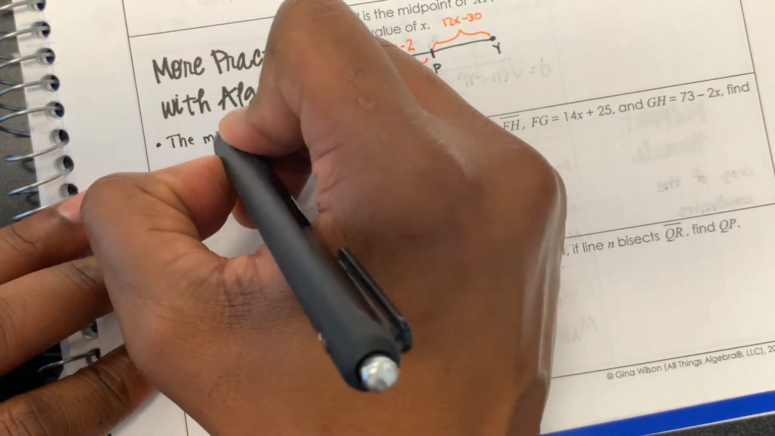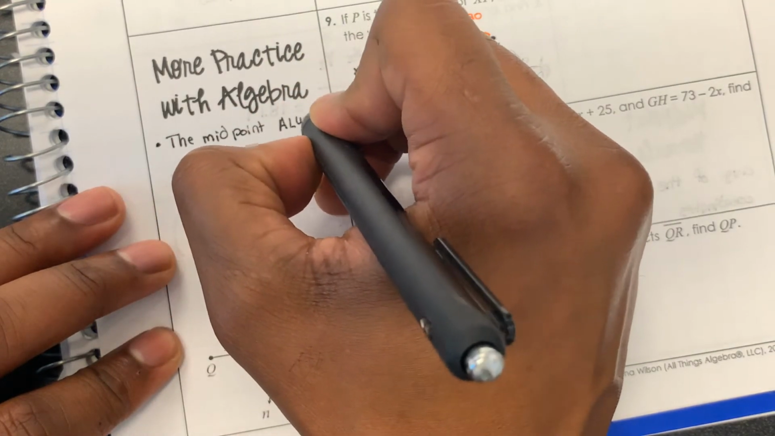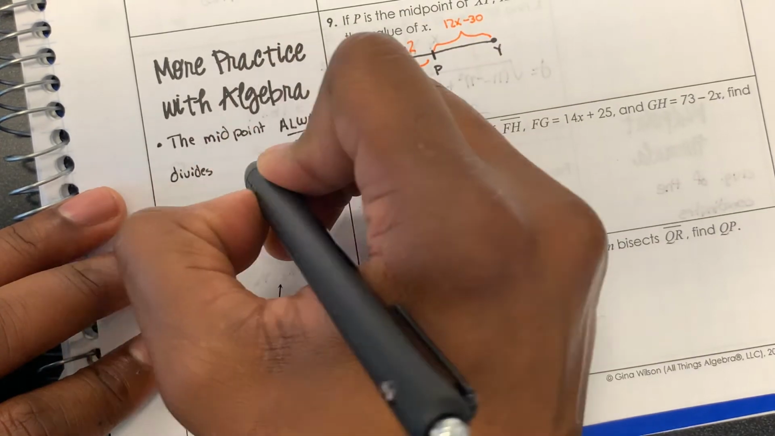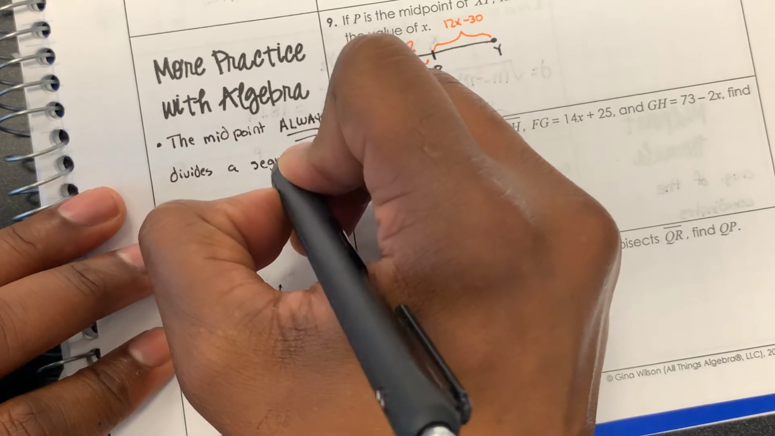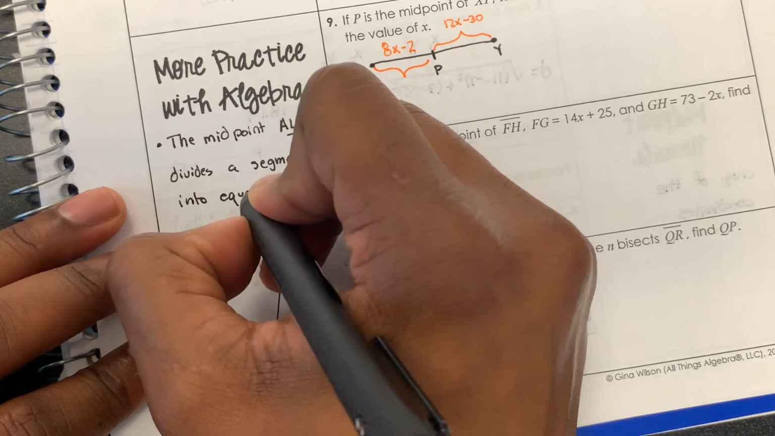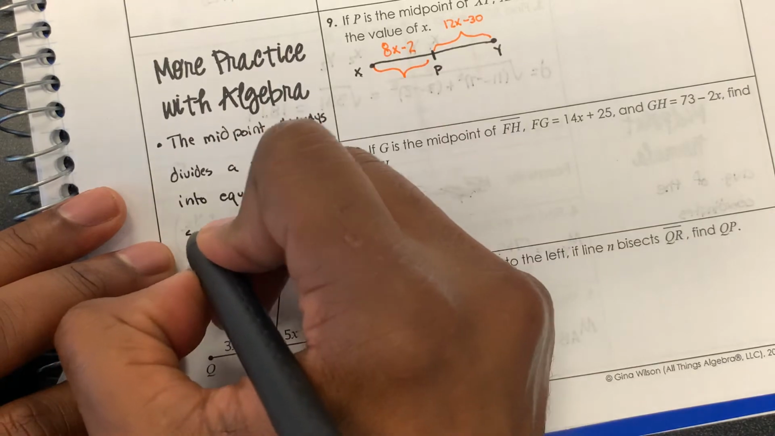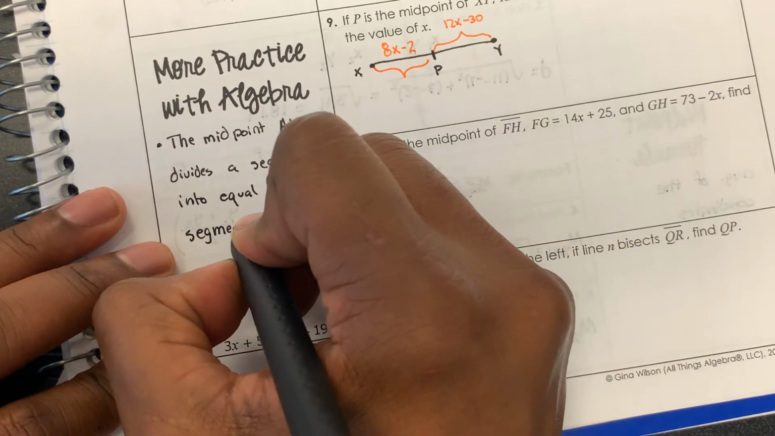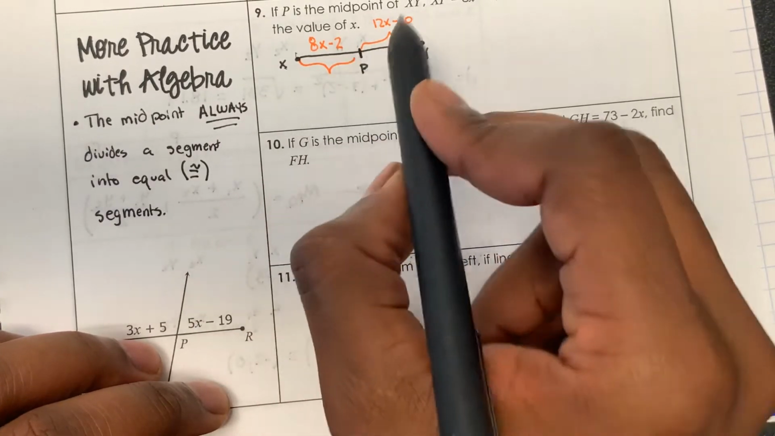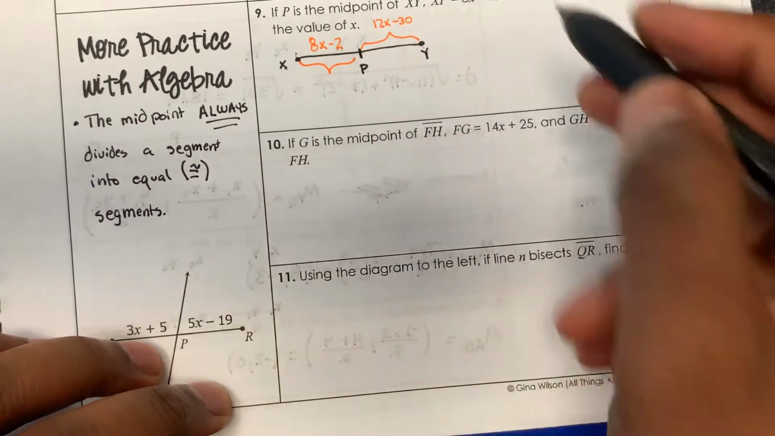Let's make a note over here. The midpoint, we're going to write in all caps and underline it, always divides a segment into equal, and remember in geometry, we have a different word for equal. We want to say congruent segments. So all this means is that the distance from X to P is the same as the distance from P to Y, which means that 8x minus 2 must equal 12x minus 30.